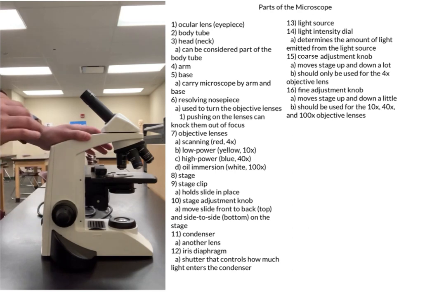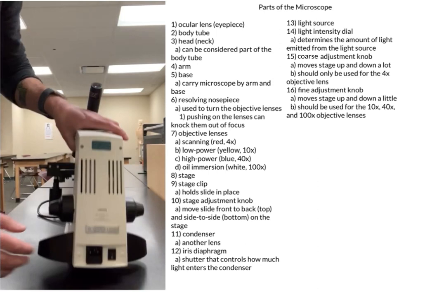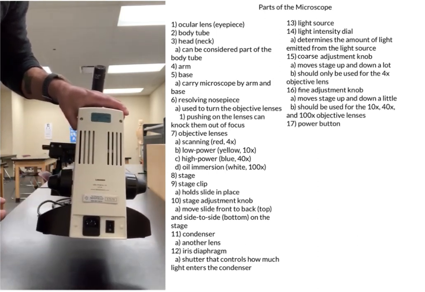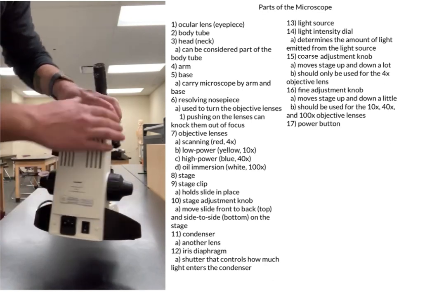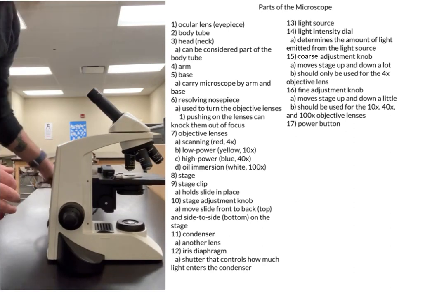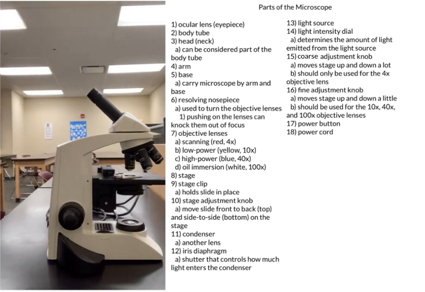All right, the last part we need to know on the microscope is really the most important part, and that is the power button. Without turning on your microscope, it's not going to work super well. Of course, we do plug them in as well. Just for ease of showing things, I did take out our power cord, but we do need that as well. But that should cover the parts of the microscope that you need to know.